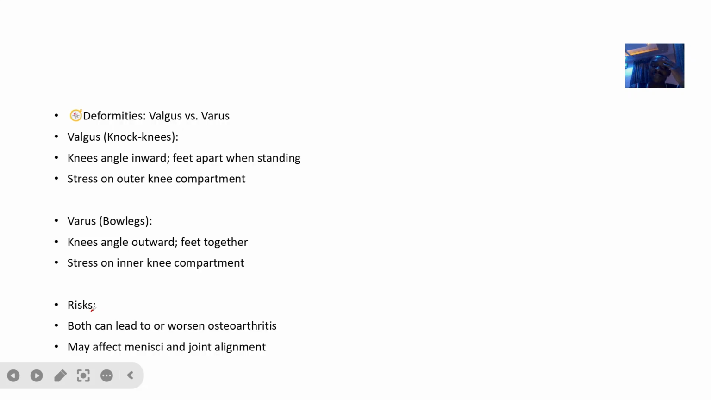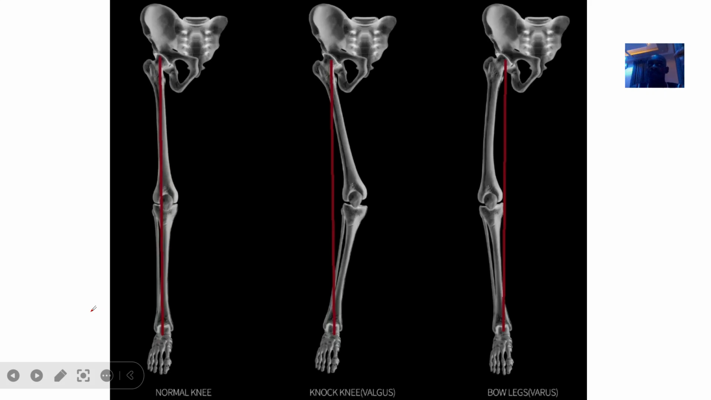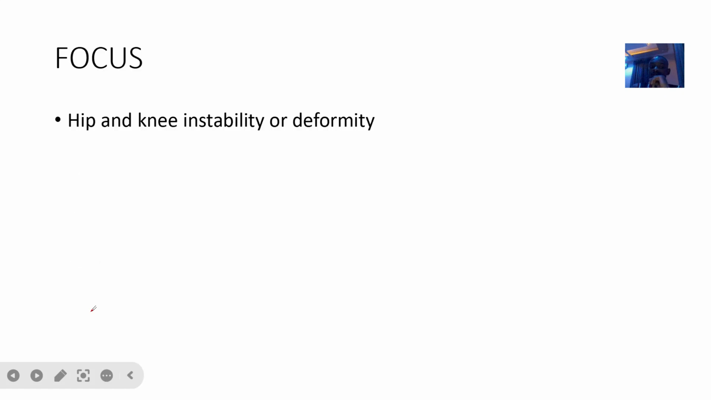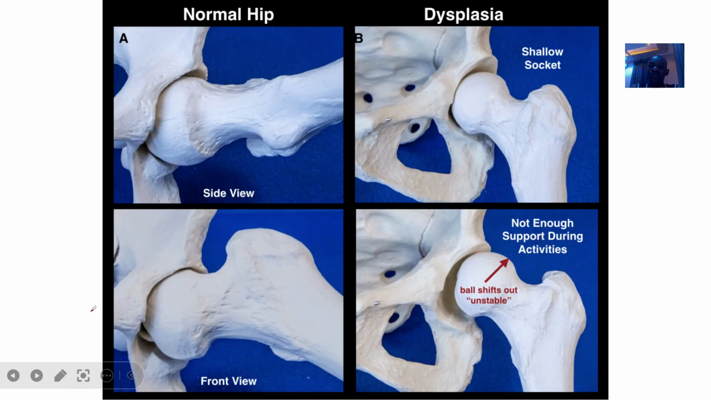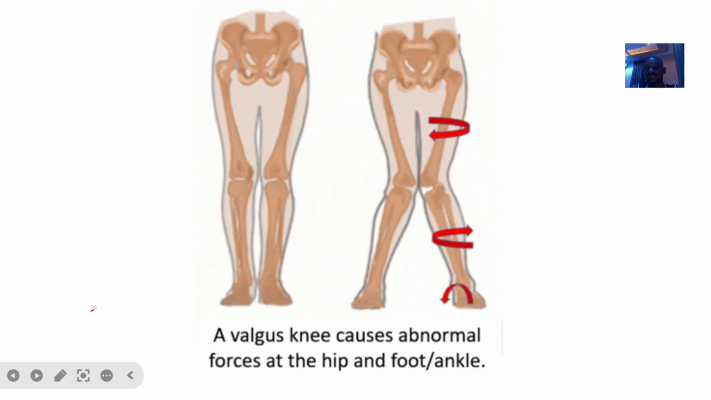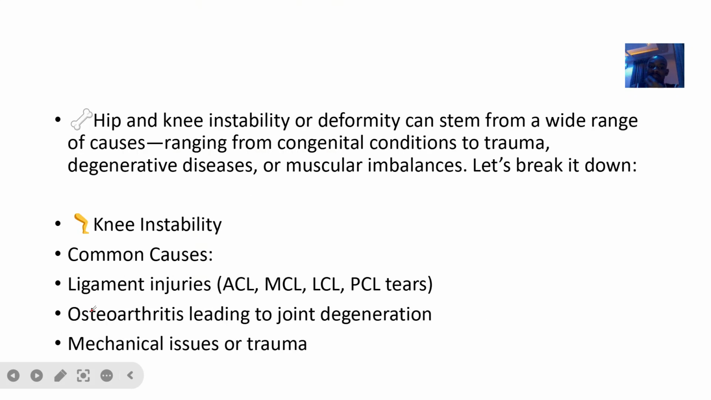Of course, after instability, we'll now move towards deformities that could occur. Of course, deformities occur hand in hand with instabilities. So the hip and knee instability or deformity, a lot of things could cause it. We'll talk about the causes. So what could make your knee unstable? So many things.